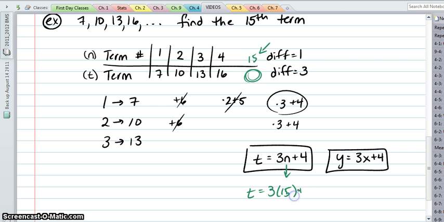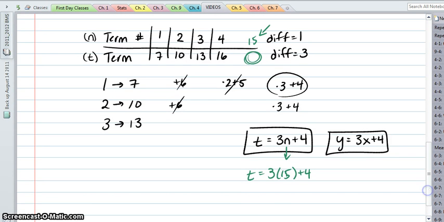I can jump way ahead in the sequence now without having to calculate all the way up to that. 3 times 15, you can use the distributive property: 3 times 10 plus 3 times 5. I know you can do that. Right, 3 times 10 is 30. 3 times 5, you got it? Okay, and then you need to add 4. Do you have it? Okay, so t equals 49.